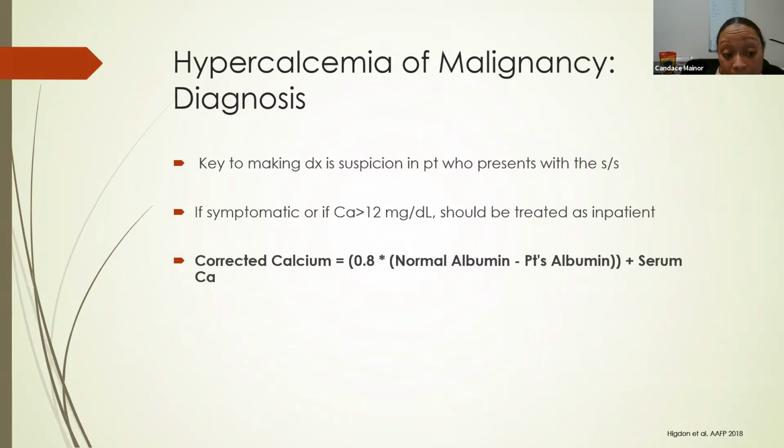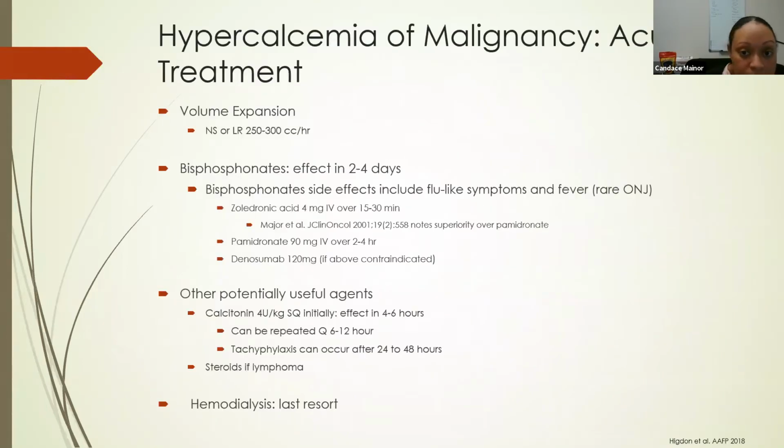If a patient is symptomatic, particularly with some of the more worrisome symptoms we noted on the previous slide, or if their calcium is greater than 12, they're usually treated as an inpatient. And it's important to focus on the corrected calcium because sometimes patients with malignancy, their calcium may not look to be that bad, however, their albumin can be very low. And so if we don't look at the corrected calcium, we may miss that the patient has hypercalcemia and that the hypercalcemia is the cause of their symptoms.